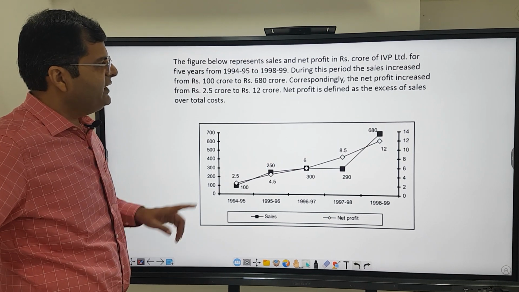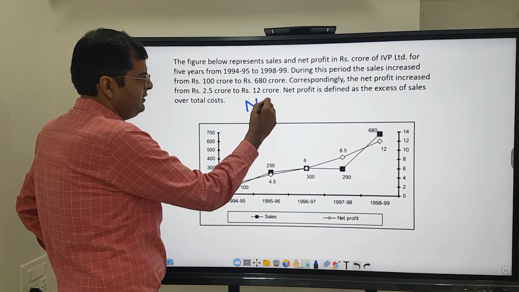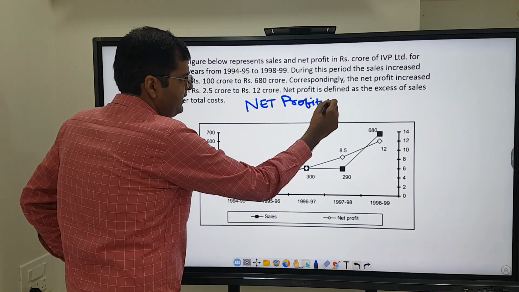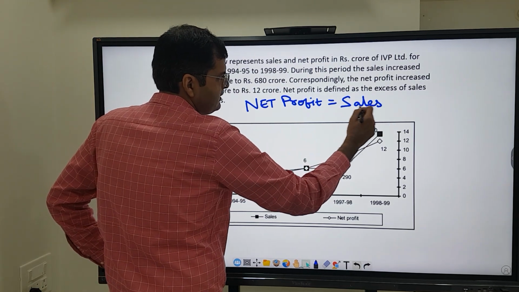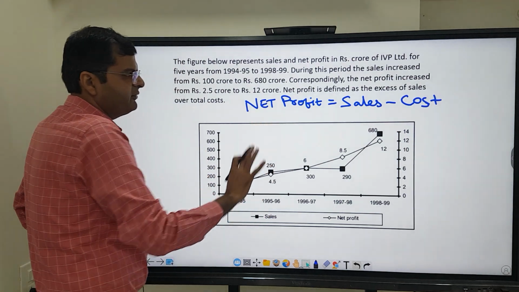Net profit is defined as the excess of sales over total cost. So I'll write the net profit over here. Net profit will be excess of sales over total cost. So that is basically sales minus cost. So total sales minus total cost is the net profit.